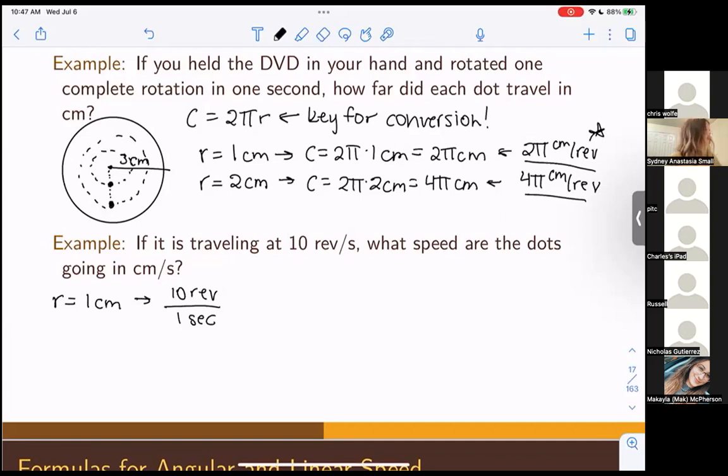Amazing. So because we want the units of revolution to cancel, we want that to stay in the denominator. So we know there's 1 revolution for every 2 pi centimeters that the dot travels. Units of revolution will cancel. And we know that the dot that is 1 centimeter away from the center is traveling at 10 times 2 pi, which is 20 pi centimeters per second.